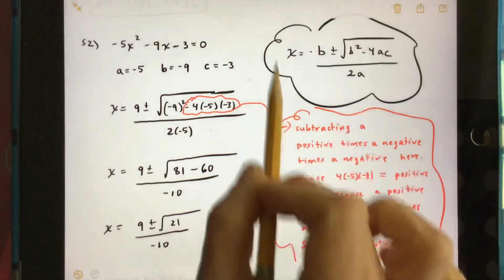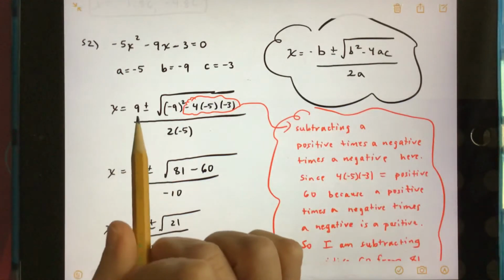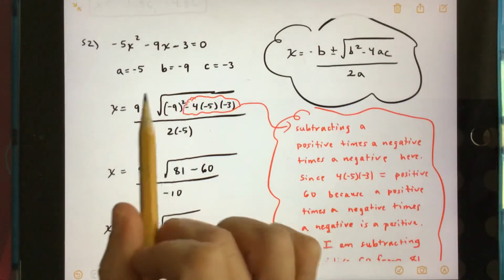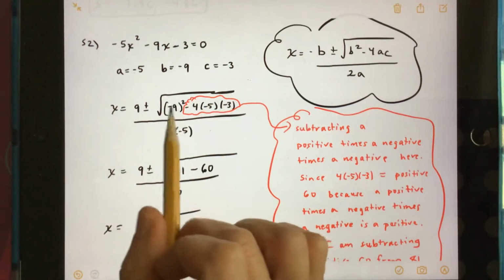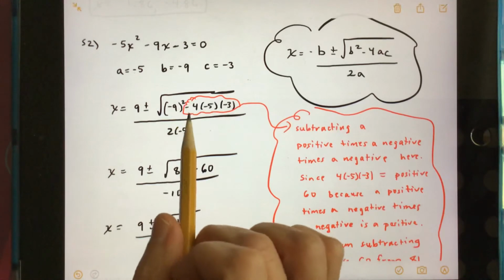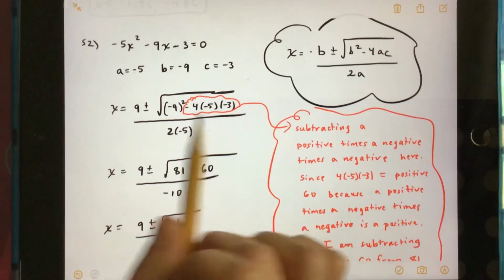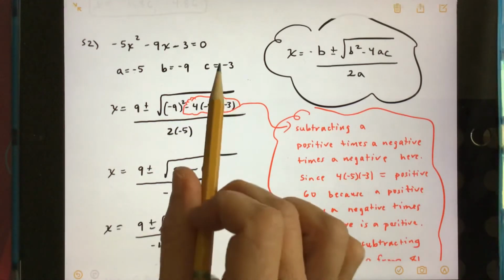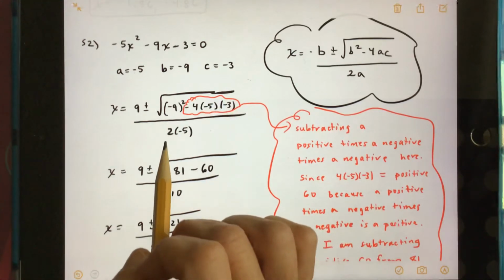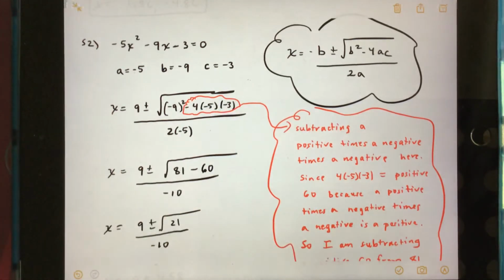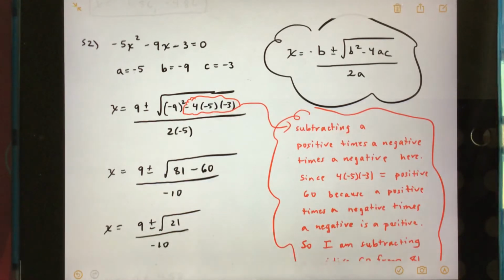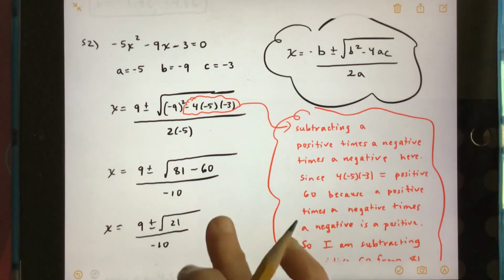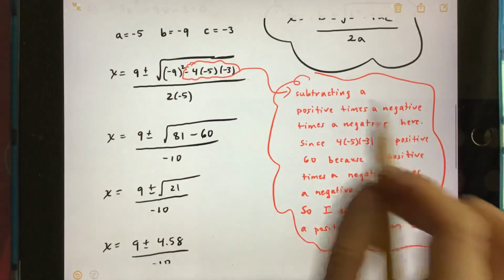And now we're going to plug into this formula. X equals the opposite of b. B is negative 9, so the opposite is 9, plus or minus the square root of b squared. B squared is negative 9 squared. Minus 4, a is negative 5, c is negative 3, all over 2a, which is negative 5. Okay, so now we're ready to start simplifying. Now I've drawn a little thinking bubble around my minus 4 times negative 5 times negative 3. And I've written over here what I'm doing to think that through.